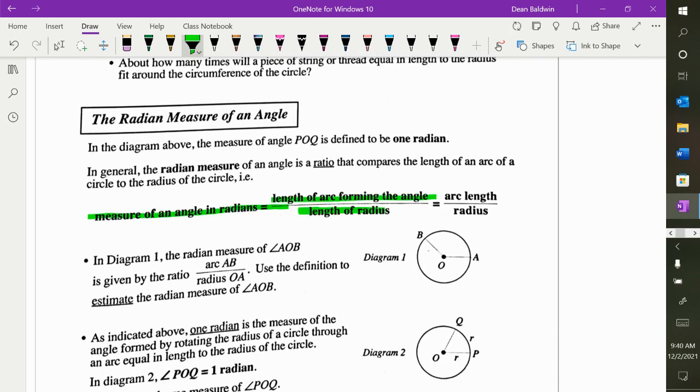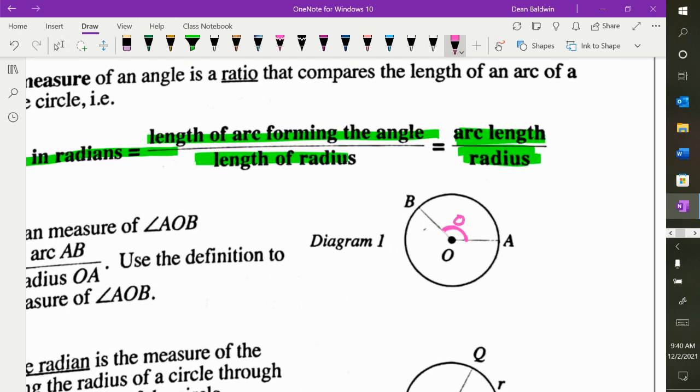This is the definition of a radian. The measure of an angle in radians is the length of the arc forming the angle divided by the length of the radius, or the arc length divided by the radius. All that means is, if this is your angle, theta, it's this, which is the arc length, divided by this, which is the radius. That's all a rad is. It's basically a ratio of how far around the circle you've gone. That's it.